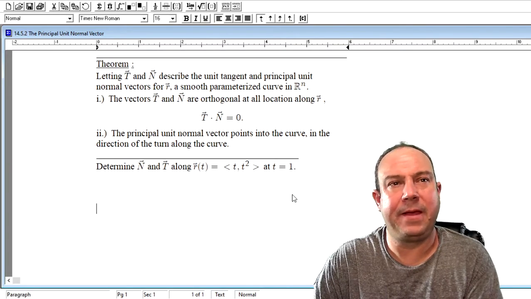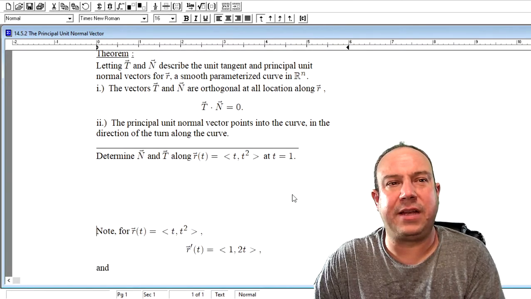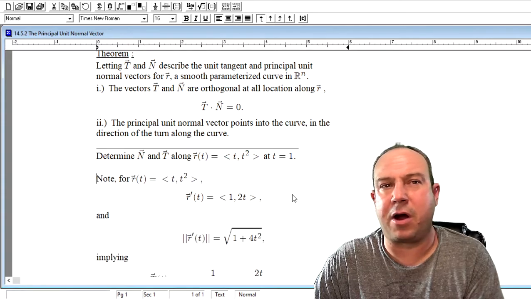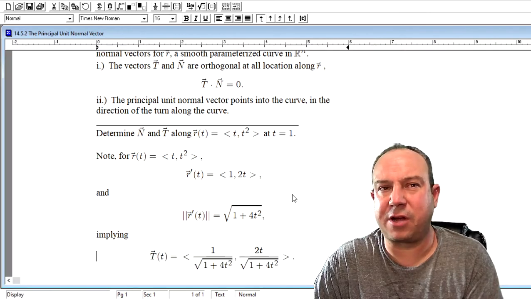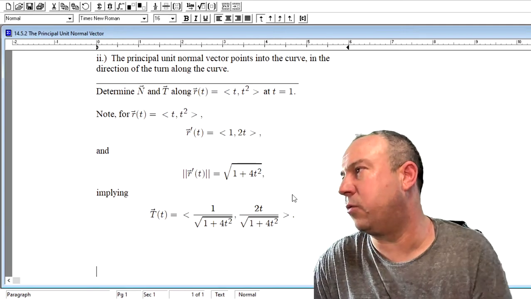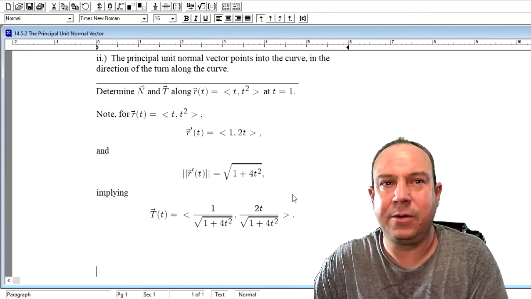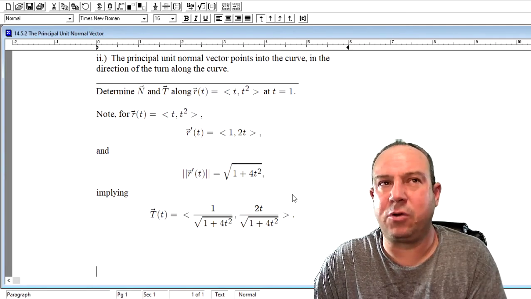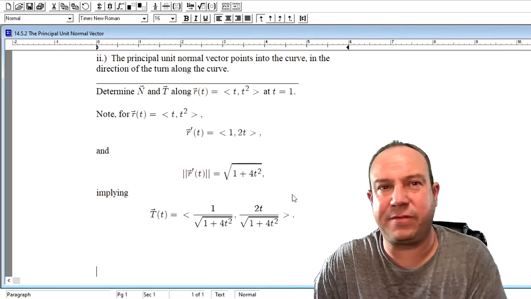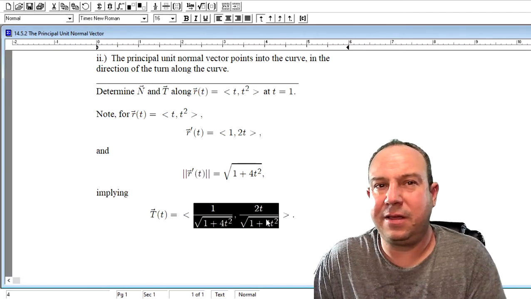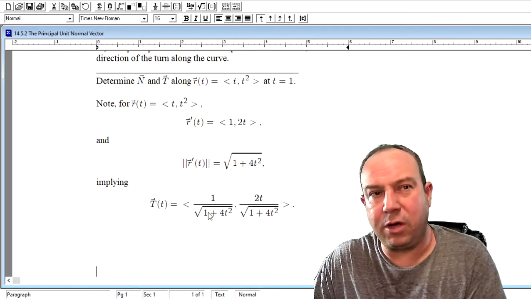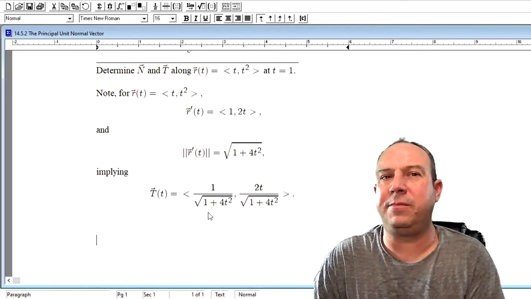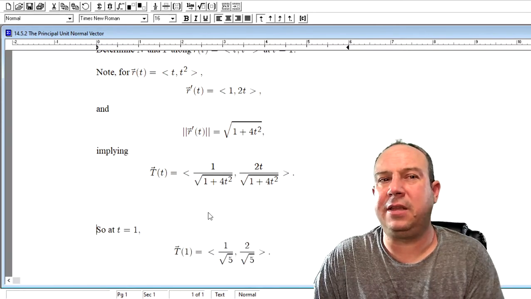All right. We do start with calculating t bar, where we have to note what is r bar prime of t and its magnitude. And those are quick calculations. 1 comma 2t is r bar prime of t, and our magnitude is the square root of 1 plus 4t squared. Implying that if I arrange those into a ratio for the unit tangent vector, I do get this result seen here.